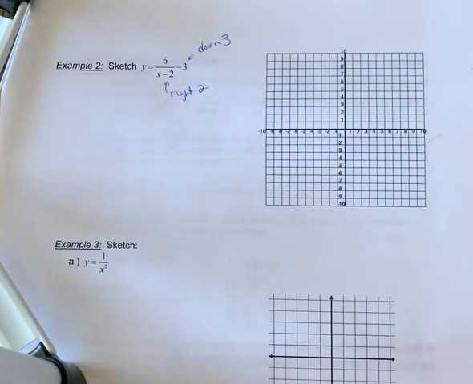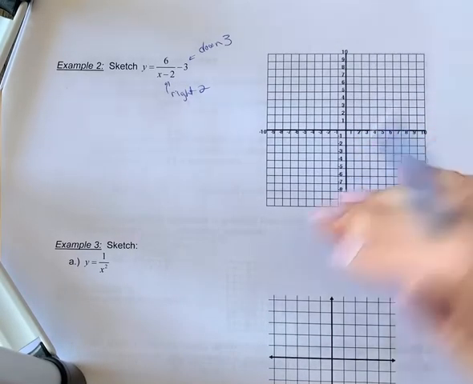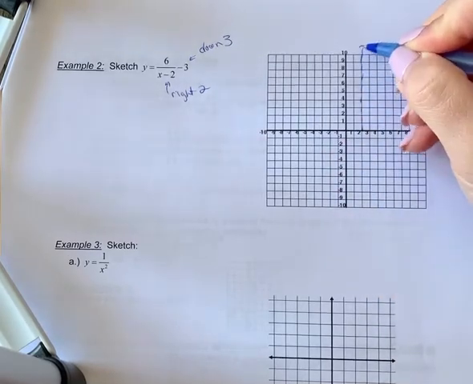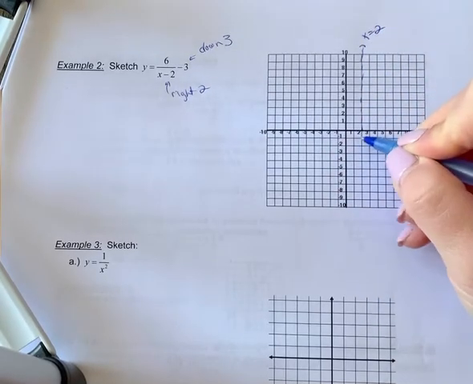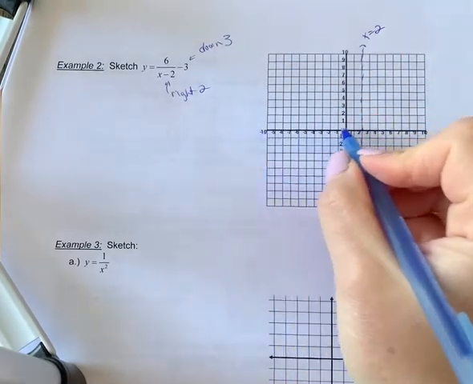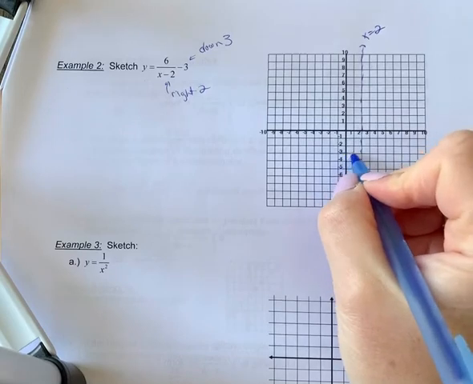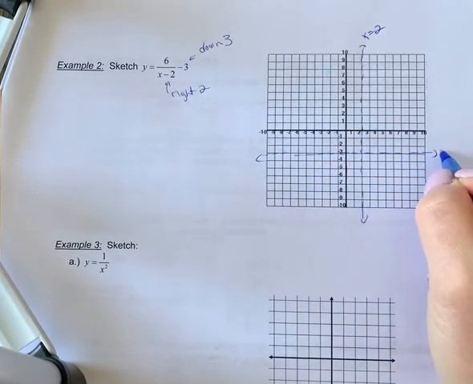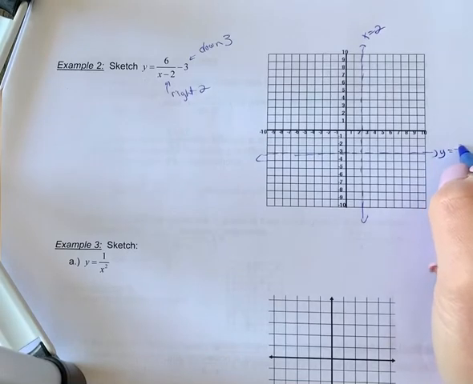So I'm actually going to draw my asymptotes first, because if I went right 2, that means my vertical asymptote at x equals 0 is now at x equals 2. So I'm going to draw on those asymptotes. Down 3 would mean that my horizontal asymptote has shifted down 3. So we're at y equals negative 3.